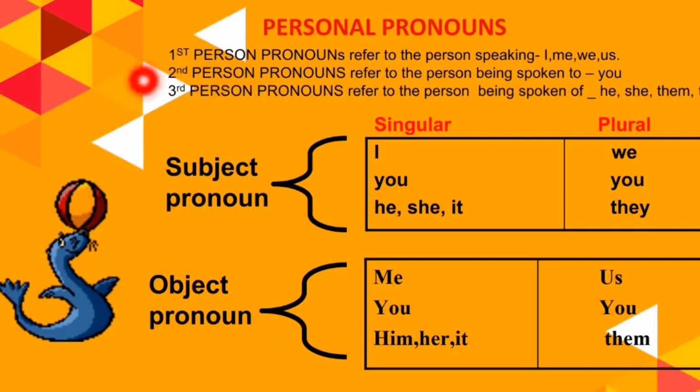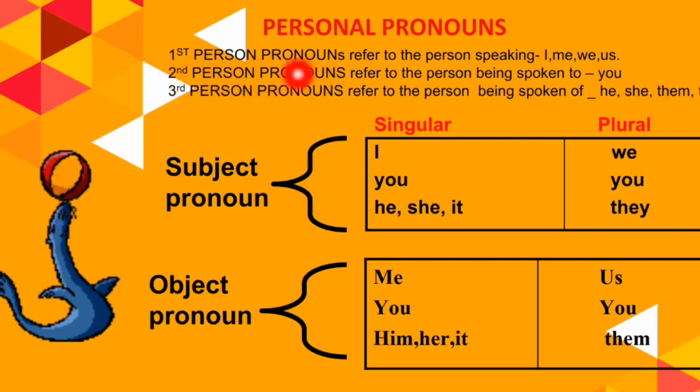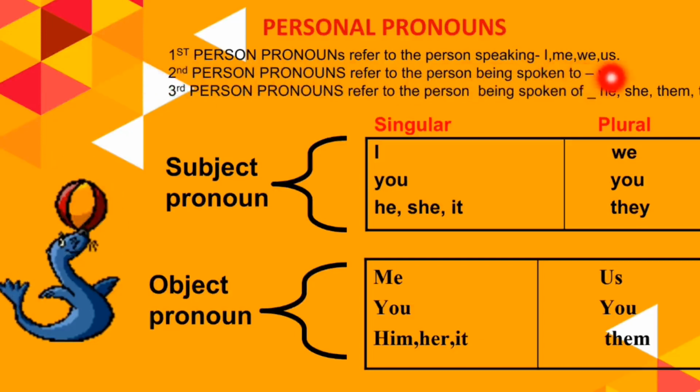Dear children, please repeat after me. The first person pronouns are I, me, we and us. I, me, we and us.